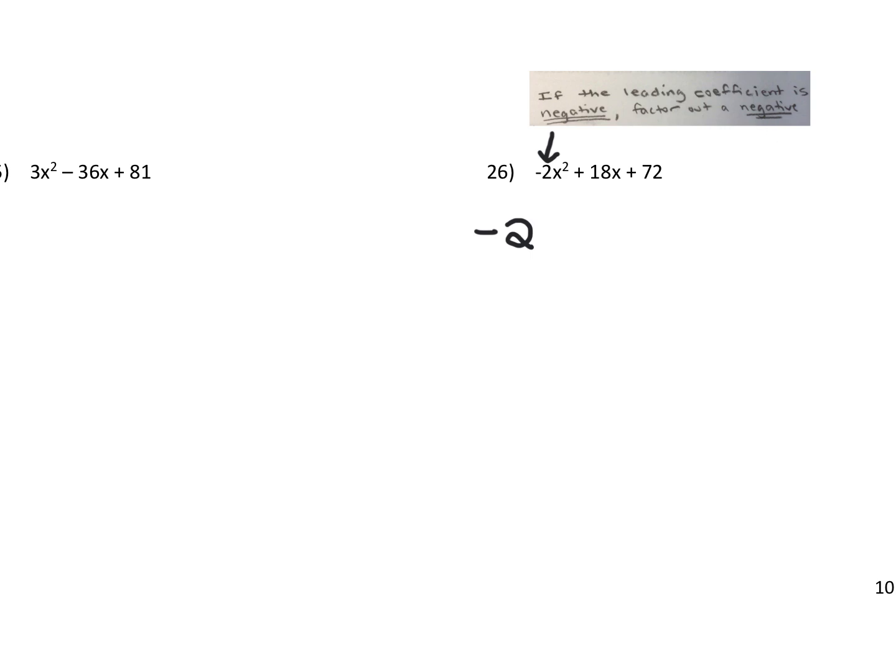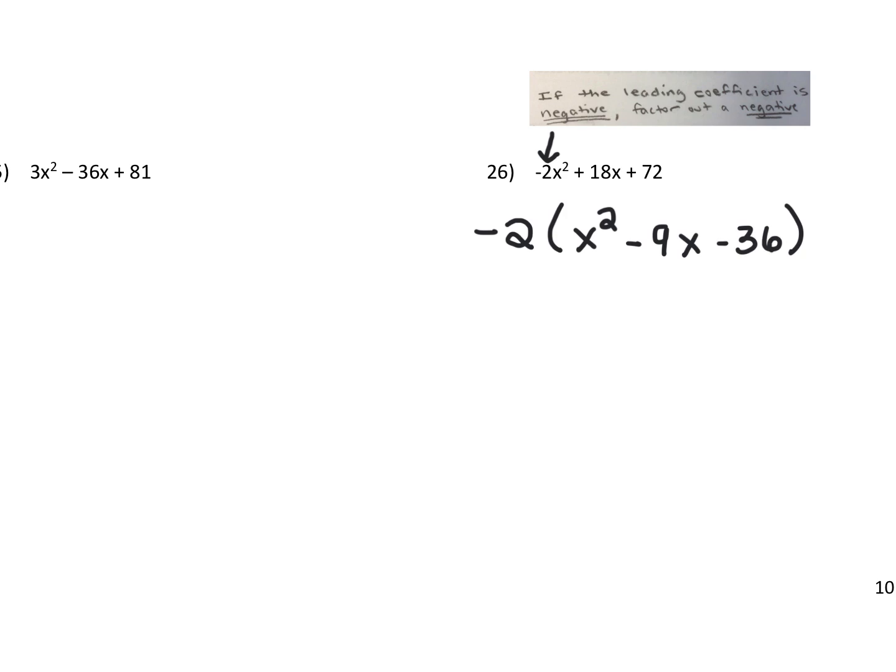Now remember, when you factor out a greatest common factor, we only open up one big parenthesis, not 2 parentheses, because what we're doing is basically just dividing each of these terms by negative 2. So negative 2 divided by negative 2 is 1, so we have 1x squared, which I'm just going to write as x squared. Positive 18x divided by negative 2 is negative 9x. And then positive 72 divided by negative 2 is negative 36.